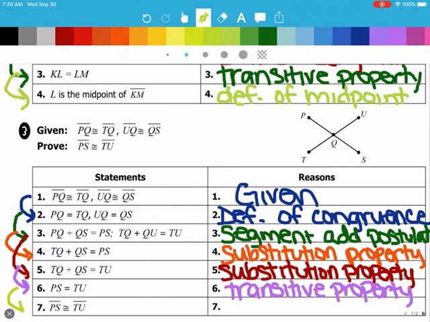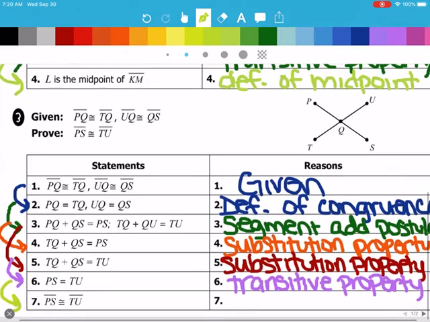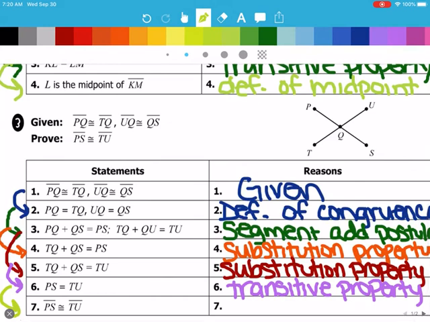Now we go from 6 to 7. Only thing that changed was the symbols. So when I change symbols, that is always definition of congruence. Okay, we filled out 3 proofs. Pause here if you need to, but I'm going to move to the next page. We have 3 more to go.